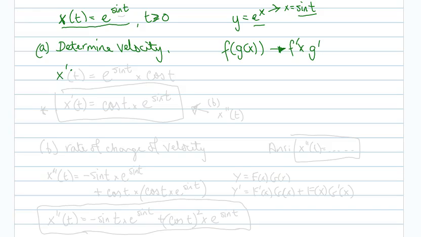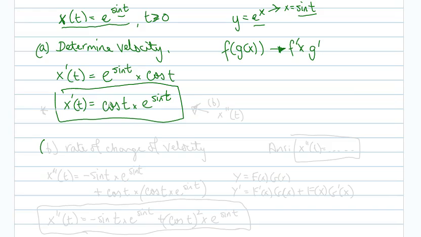So the derivative of e to the power of x is just the same function again. So we end up with e to the power of sine t, multiplied by the derivative of sine t, which is cos t. Or it's more commonly written as cos t times e to the power of sine t. Okay, and that's the velocity function.